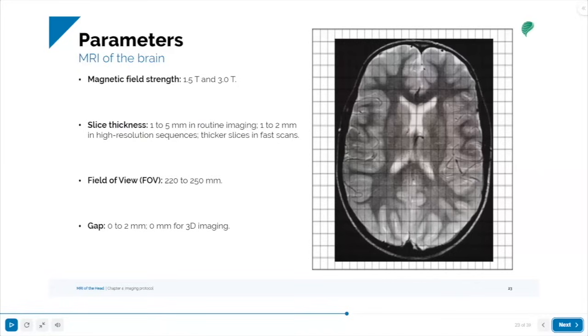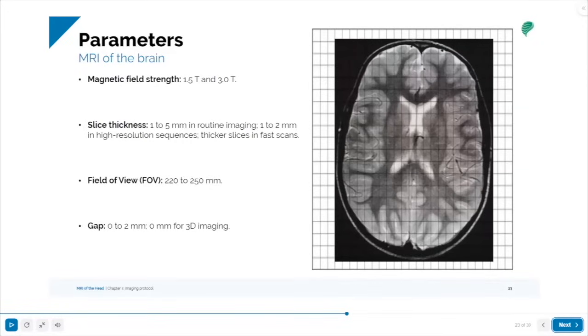Slice thickness is a parameter that is selected when prescribing MRI. Typically, slice thicknesses from 1 to 5 millimeters are used. Thinner slices are used when we need high resolution imaging. Thicker slices are used for faster scanning. The choice has to be made, whether you're doing it for speed or for slice thickness. And sometimes we have to weigh the benefits of doing both.